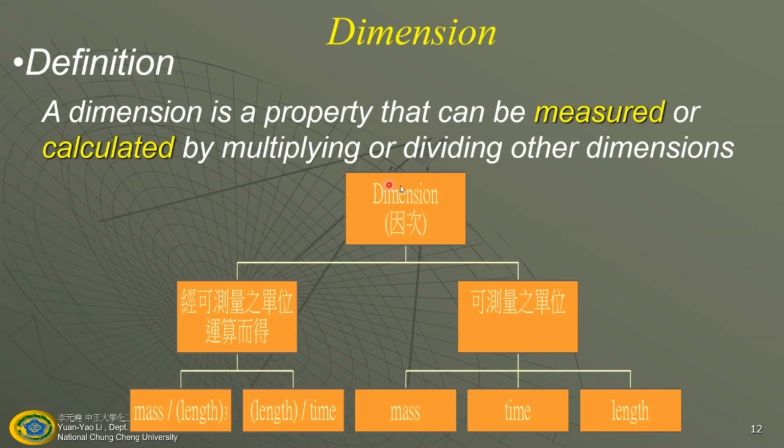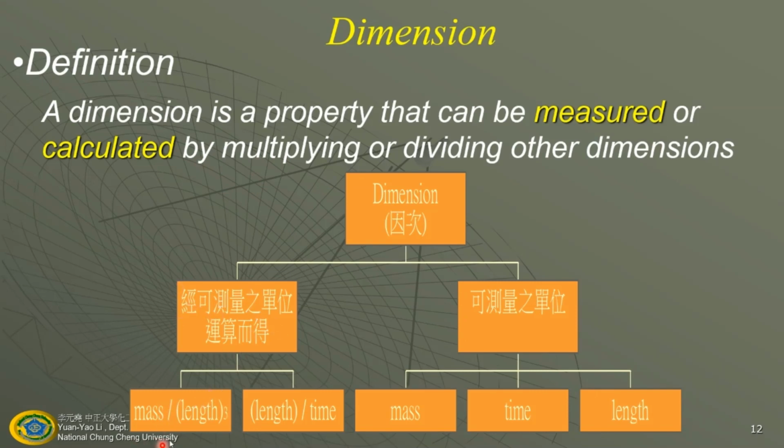So dimension can be measured, right? Or can be calculated. Can be measured is simple. Length is a kind of dimension, time is a kind of dimension, mass is a kind of dimension. As I just told you, length can be centimeter, meter, inch. These all belong to the dimension of length.